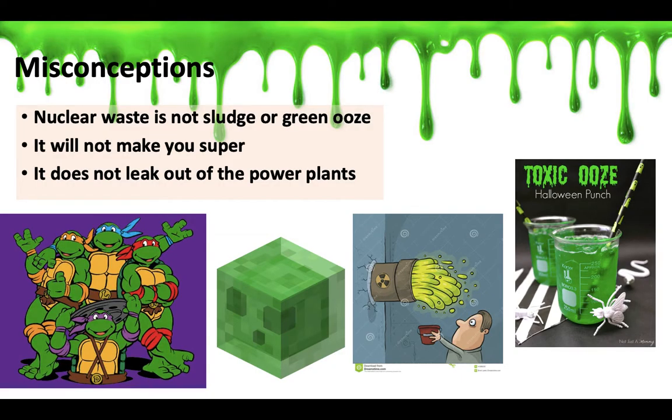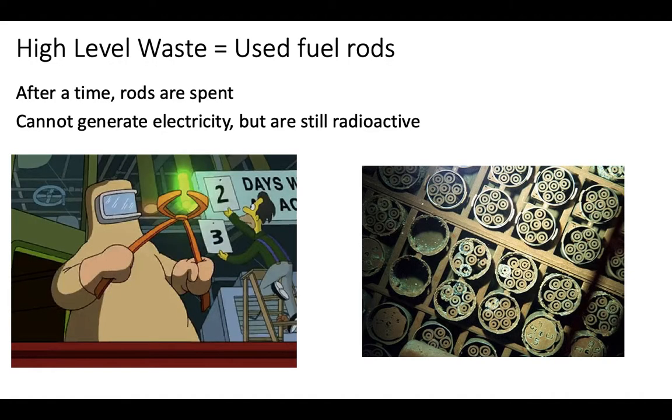There are some misconceptions. I find students often think that nuclear waste is like this green ooze that leaks out of power plants and makes you a Teenage Mutant Ninja Turtle or something. That's not the case, right? These nuclear waste are spent fuel rods. So the rods that have the uranium pellets in them, after a while they can no longer be used to generate electricity but are still radioactive. They're not an ooze. They don't leak outside of the power plants.